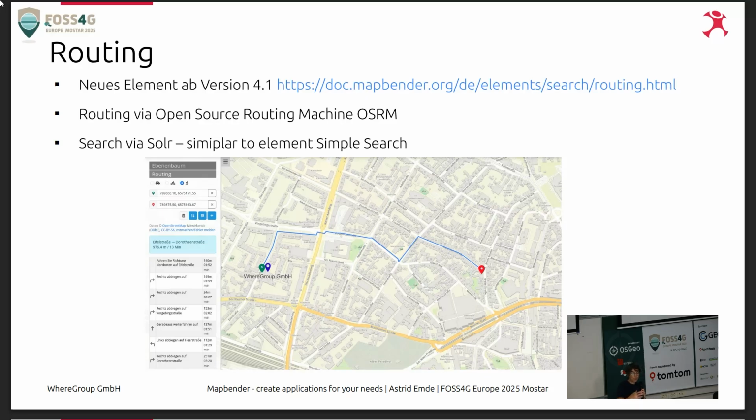Open source routing machine is just one routing server that we could support. There could be pgRouting or GraphHopper, which could be added in the future.